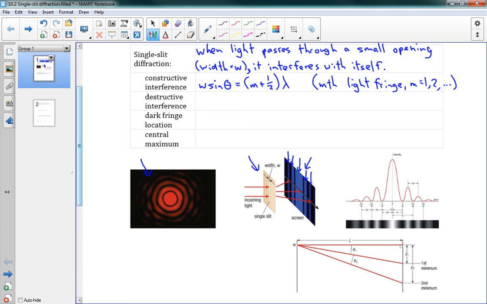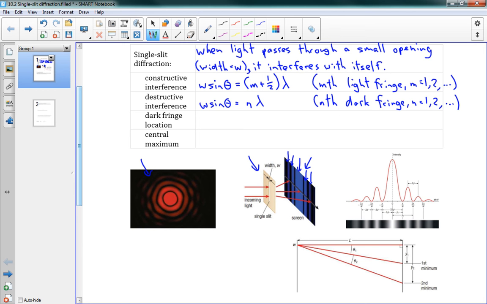And our destructive interference looks similar. We have W sine theta is equal to just n lambda. And again, this is the nth dark fringe, where n equals 1, 2, like this. And notice neither of those have a 0.